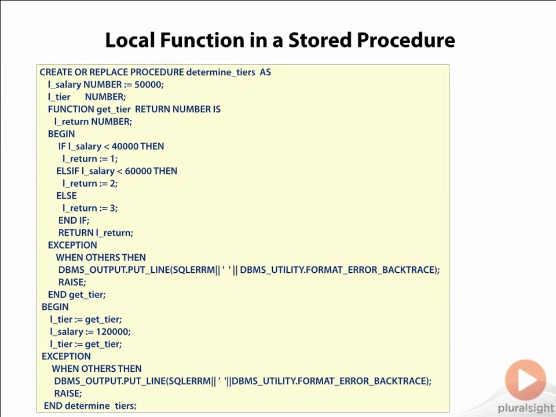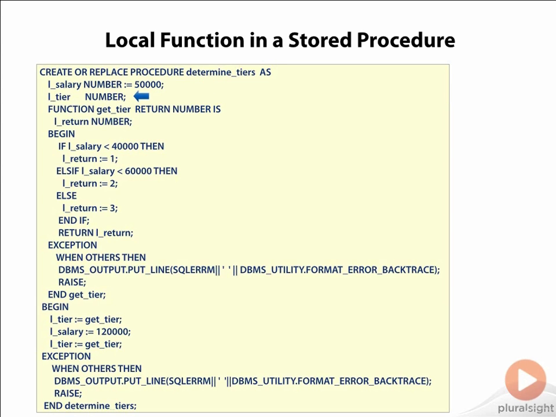Let us take a look at defining a local function inside a stored procedure. Here is a function called determine tiers, which for a given salary gets the relevant tier. We define a local variable L salary of type number and give it a value of 50,000. We define L tier to hold the tier information.